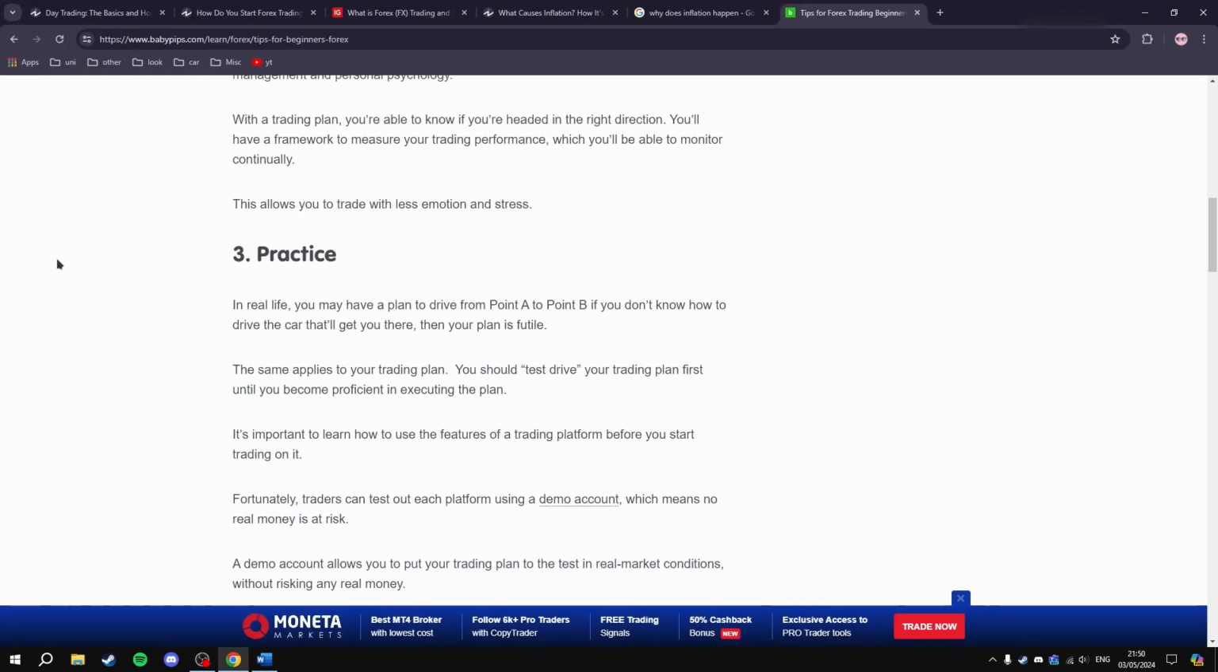With a trading plan, you're able to know if you're headed in the right direction. You have a framework to measure your trading performance, which you'll be able to monitor continually. This allows you to trade with less emotions and stress.